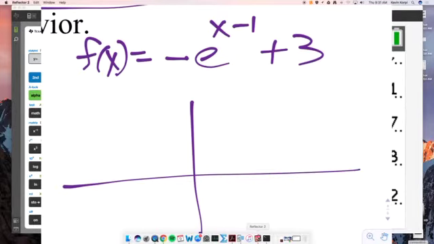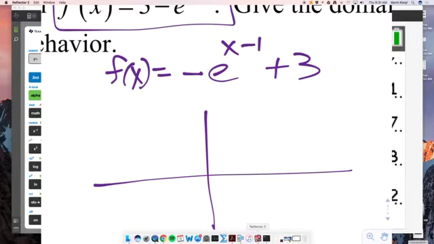In standard transformation form, that looks like that. The negative in the front is your A value, the plus 3 is the D value, and the minus 1 is the C value. So let's see if we can go straight to the final graph. You should be able to do this in your head. You have an idea of what e to the x looks like, right? Exponential growth. The negative in the front is going to reflect it across the x-axis.